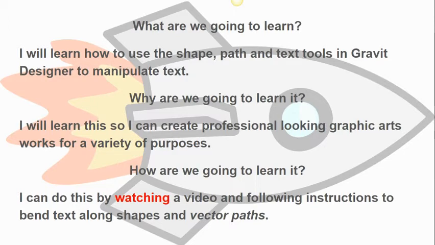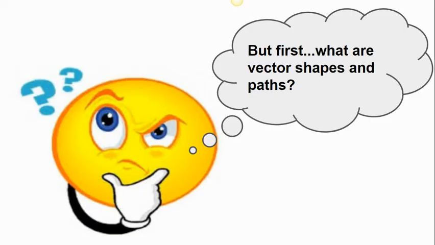And how are you going to learn it? By watching this video and another video from YouTube, and by following instructions to bend text along shapes and vector paths. But first, what are vector shapes and paths?